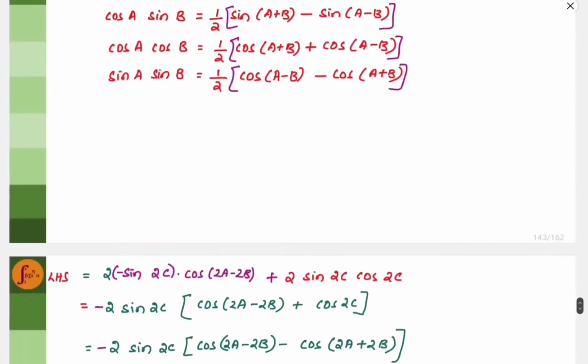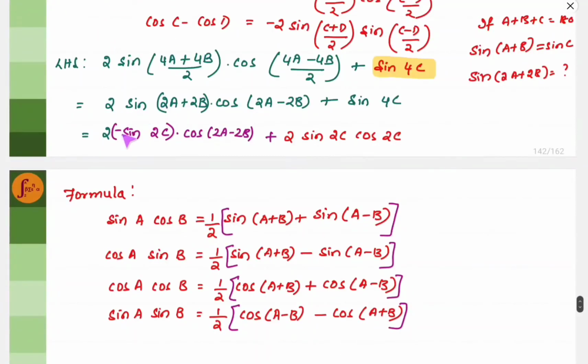Now let's go back to the problem and substitute. Here we'll have to substitute minus sine 2c. Then instead of sine 4c, we know sine 2a is 2 into sine a into cos a. Now for sine 4a, what we'll do? We will double it up. Sine 4a would be 2 sine 2a into cos 2a, right? When it was 2a, it was a here.